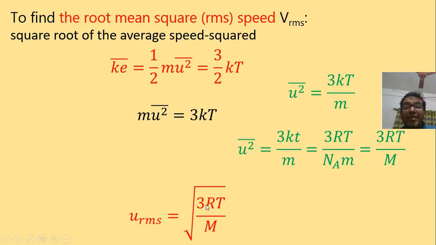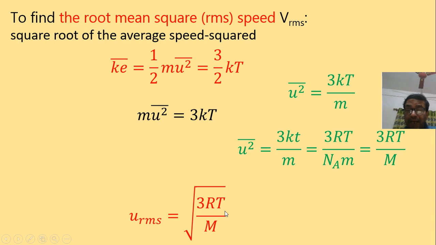Now we can put these values and get URMS, the expression is root under 3RT by capital M. So what is this capital M? Capital M is the product of the mass of each molecule and the number of molecules present in the molar volume. The number of molecules present in the molar volume is nothing but Avogadro's number, 6.023 into 10 to the power 23. So this is basically root under 3RT by M.